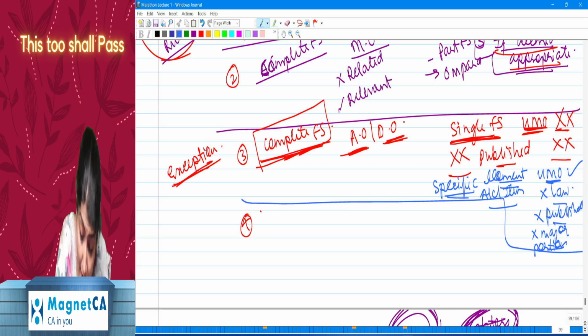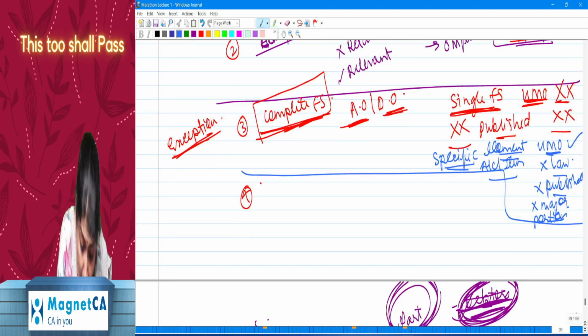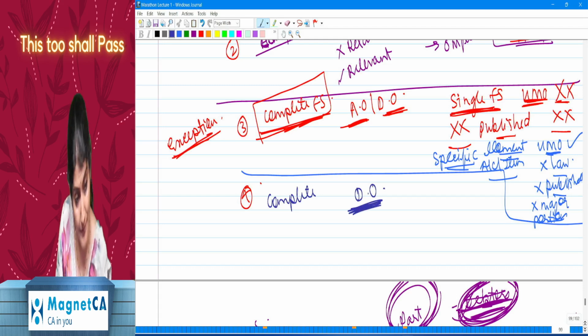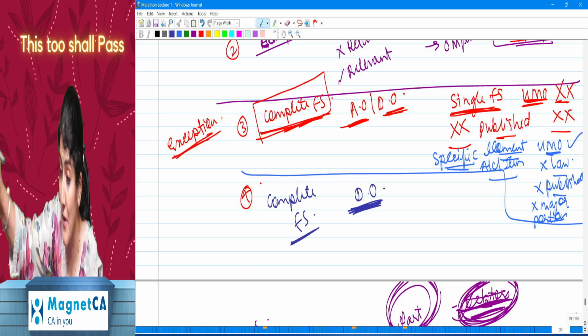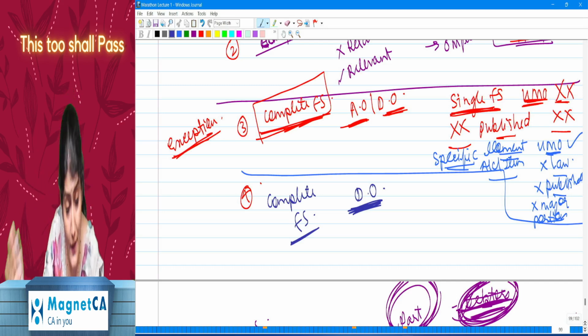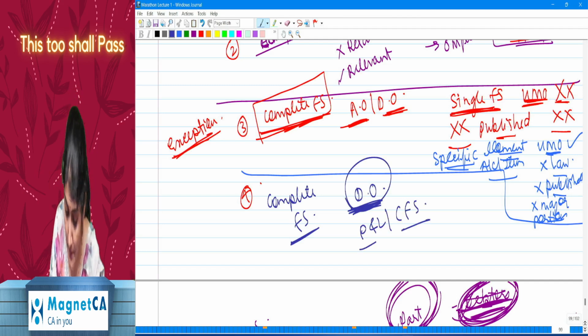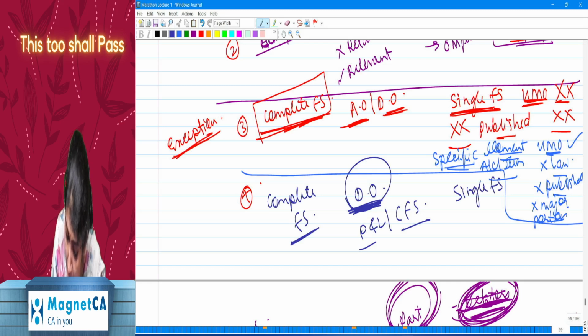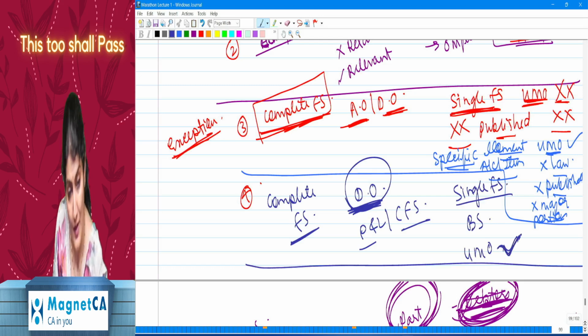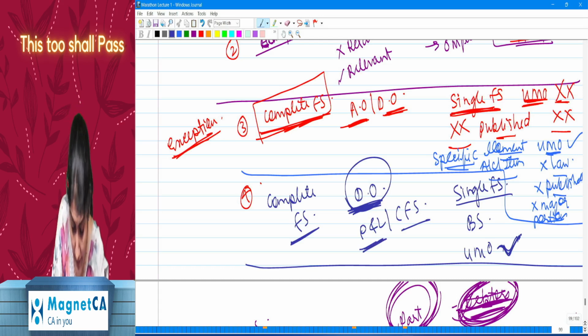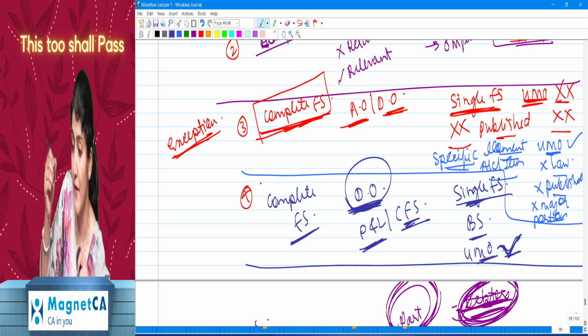Now, to the exception, there is one more exception. If the auditor's opinion on the complete financial statements is a disclaimer, where the auditor has said we are not in a position, we do not express an opinion, and this disclaimer is due to profit and loss and cash flow statement, it says for a single financial statement being a balance sheet, an unmodified opinion can still be issued. Because your disclaimer is due to profit and loss and cash flow. So for the balance sheet, you can still give an unmodified opinion.